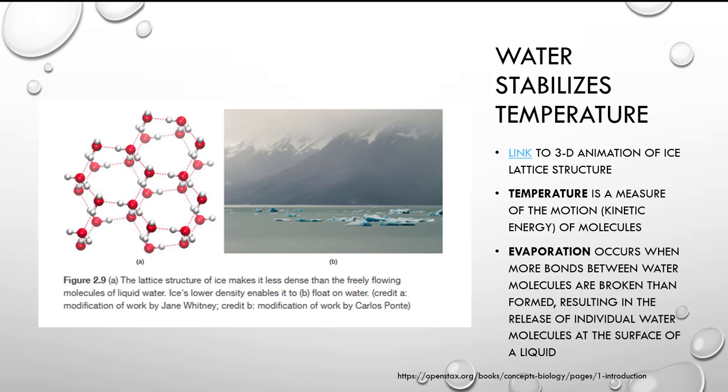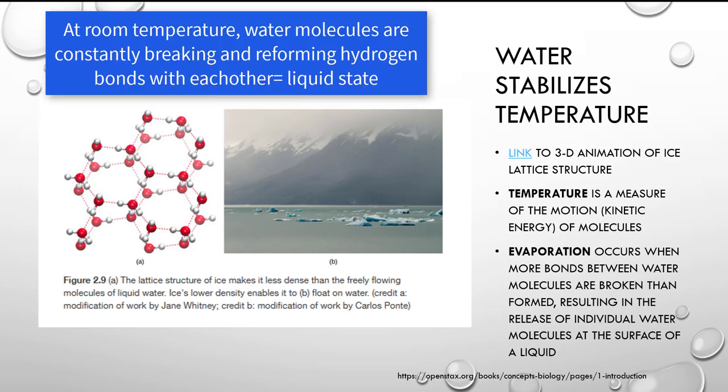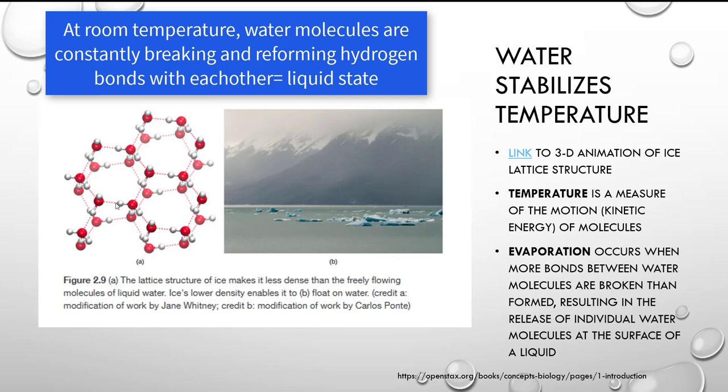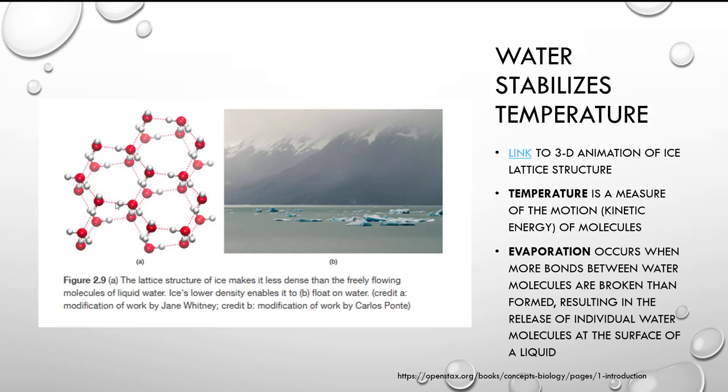At room temperature, water molecules are constantly forming and breaking hydrogen bonds with each other. Remember, hydrogen bonds are those weak interactions between water molecules, the hydrogen of one water molecule and the oxygen of another. They're constantly breaking and reforming these bonds, and that's what makes water liquid at room temperature.